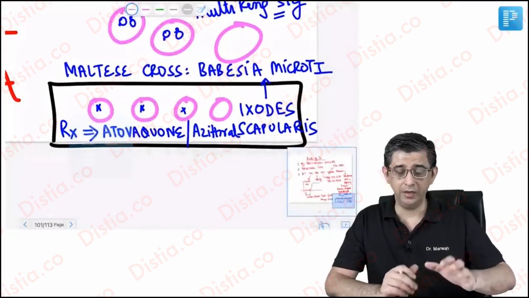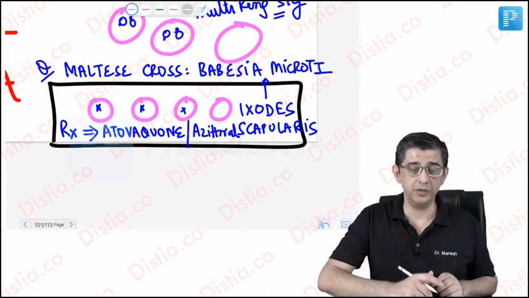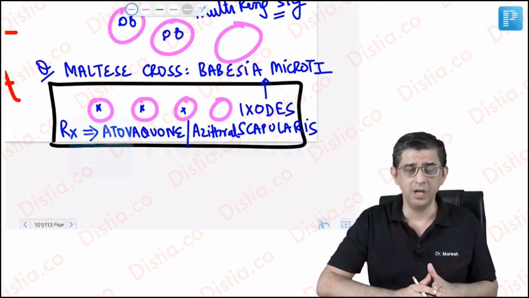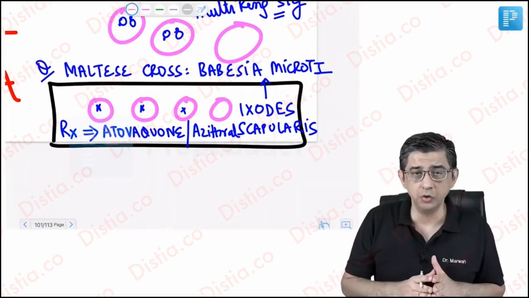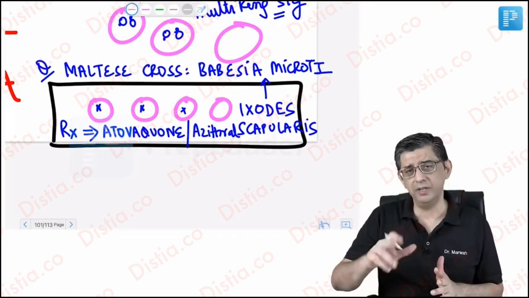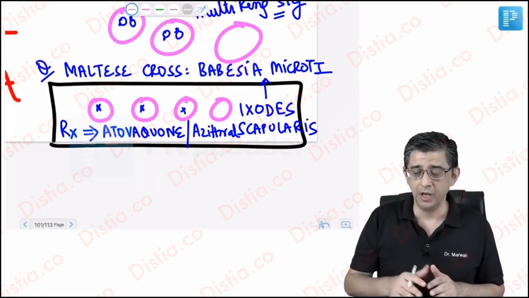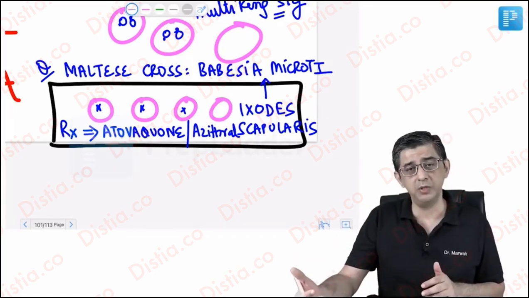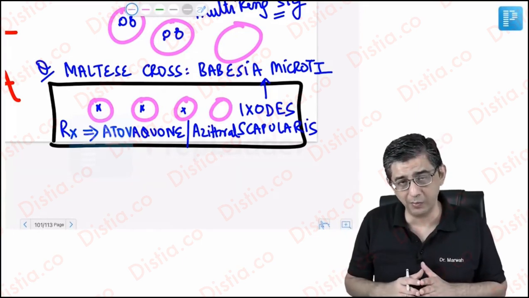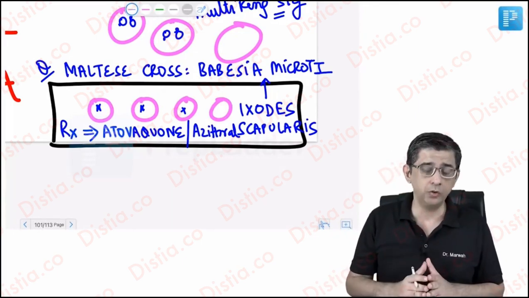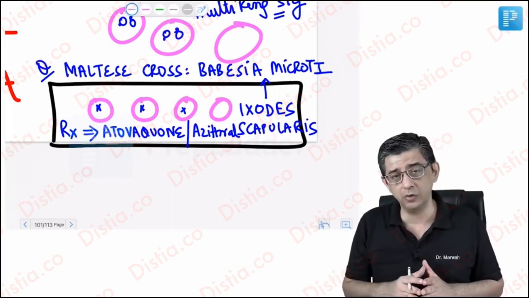Babesia microti, a related fact which has been discussed here, on a peripheral smear would have a Maltese cross appearance. Obviously, you know, Maltese cross appearance in the urine can be Fabry's disease, that we'll discuss separately in the kidney section. But Maltese cross on a peripheral smear is Babesia microti, the vector is Ixodes capillaris. The treatment would be a combination of two drugs, that is atovaquone and azithromycin.